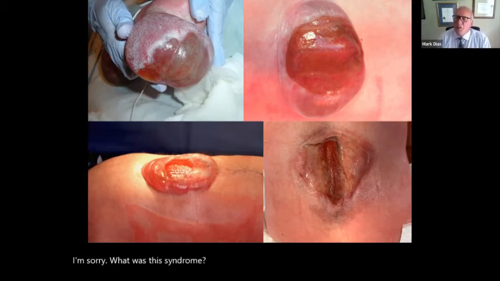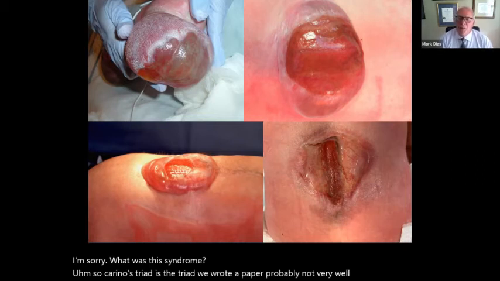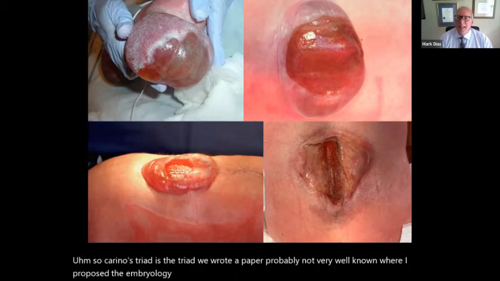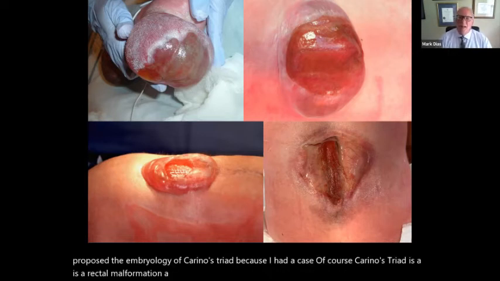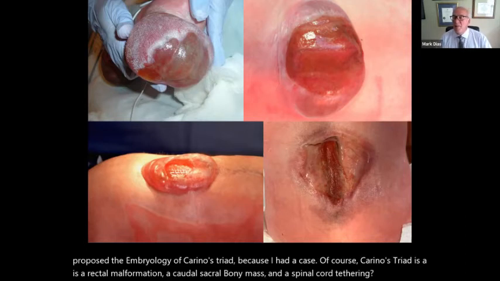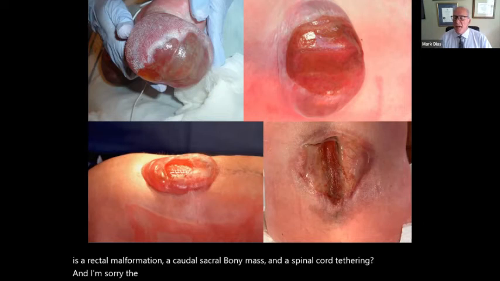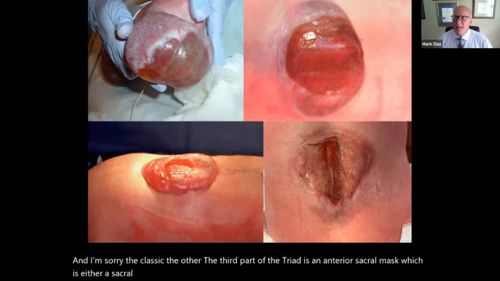Yes, sir. So Currarino's triad is the triad. We wrote a paper, probably not very well known, where I proposed the embryology of Currarino's triad because I had a case. Of course, Currarino's triad is an anorectal malformation, a caudal sacral bony mass, and a spinal cord tethering. And I'm sorry, the classic third part of the triad is an anterior sacral mass, which is either a sacral meningocele or a sacrococcygeal teratoma lying anterior to the sacrum and coccyx. Right?